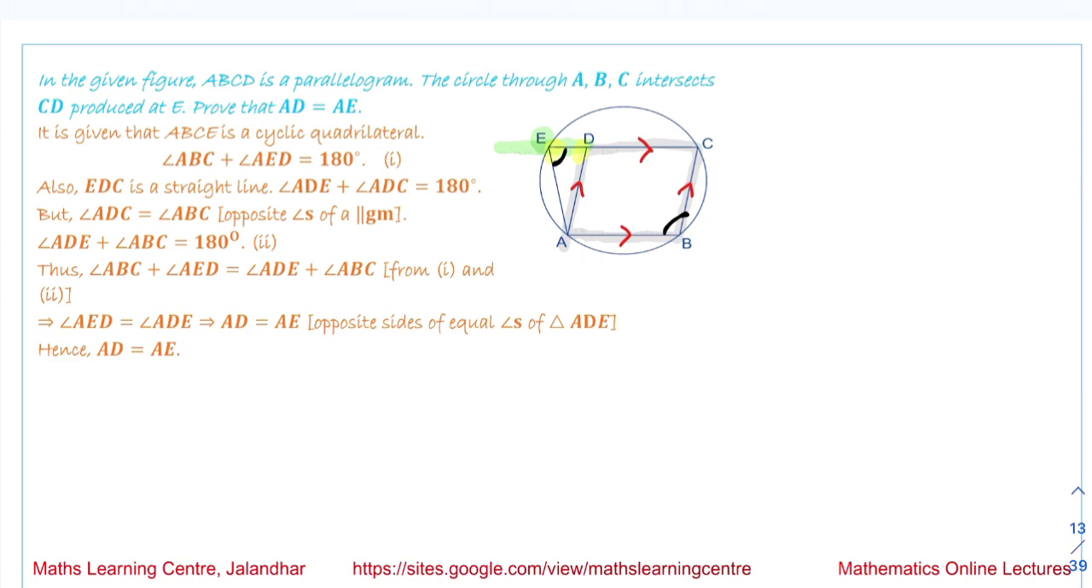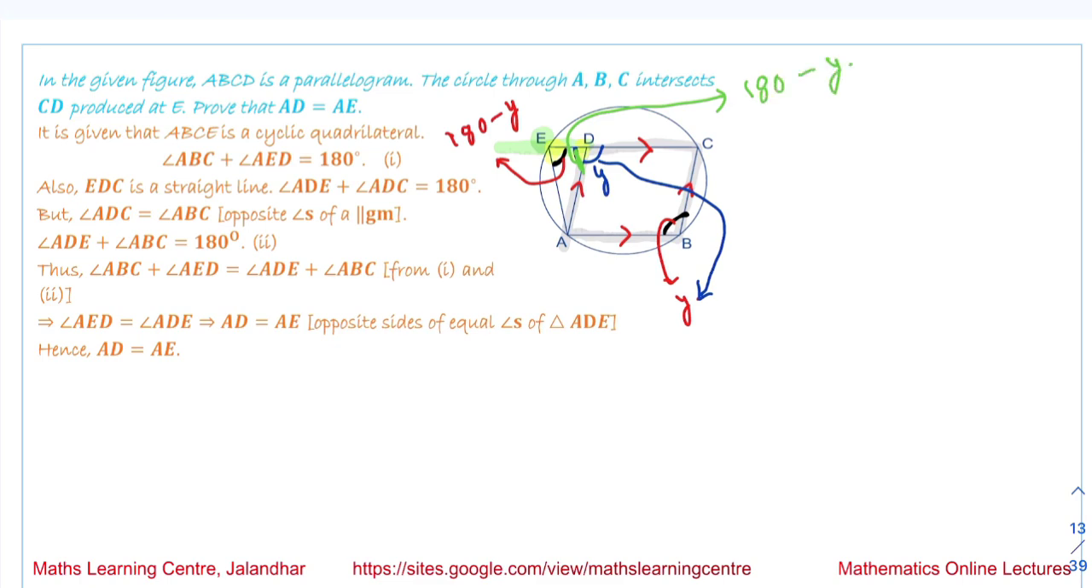So if the angle at B is y, then the angle at E is 180 minus y. Now, this ABCD is a parallelogram, so this angle at D is also equal to y, that is, equal to the opposite angle over here. This angle is also y. So the value of this angle at D will be 180 minus y.